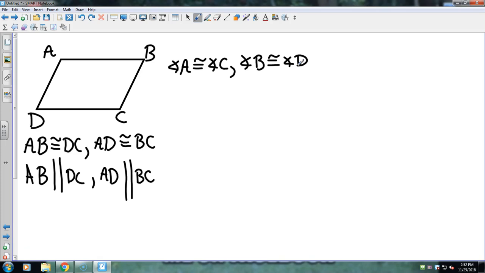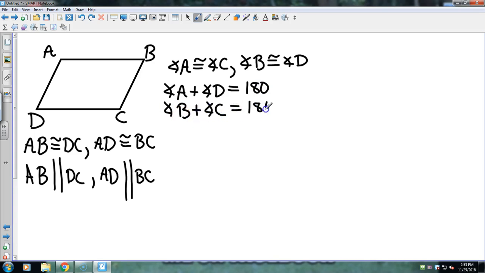Now let's look at the consecutive angles. The consecutive angles are going to be A and D, D and C, C and B, and B and A. Okay. And the consecutive angles in a parallelogram are supplementary. So let's list these. There's going to be 4 different ones. So angle A plus angle D is 180 degrees. Angle B plus angle C is 180 degrees.